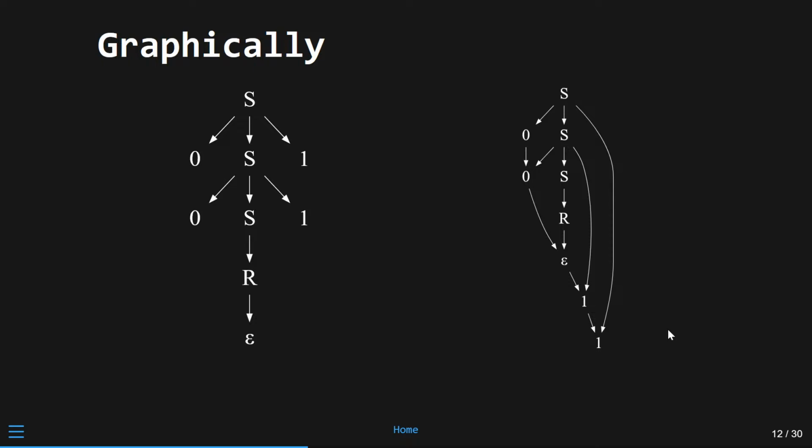Here's another way to visualize it. The first S is split into 0, 1, and an intermediate S. And the second S is split into 0, 1, and an intermediate S. The third S is turned into an R, which is turned into a nothing. 0, 0, 1, 1.